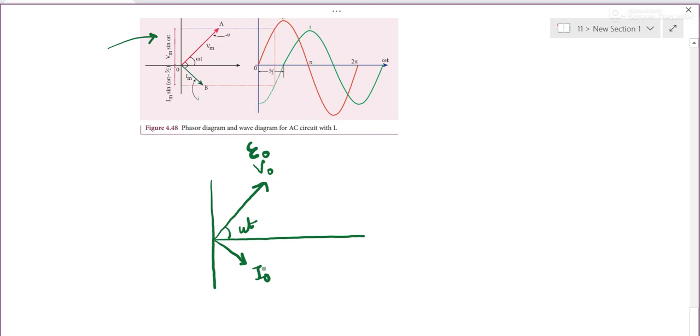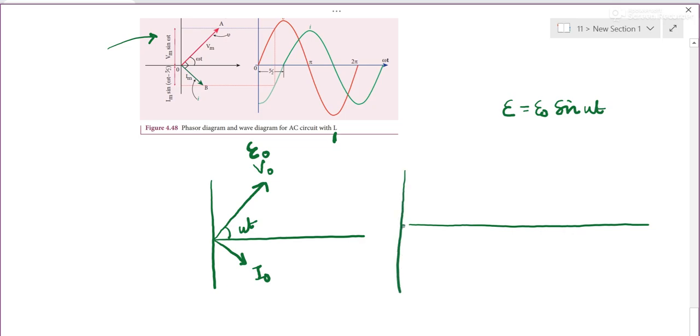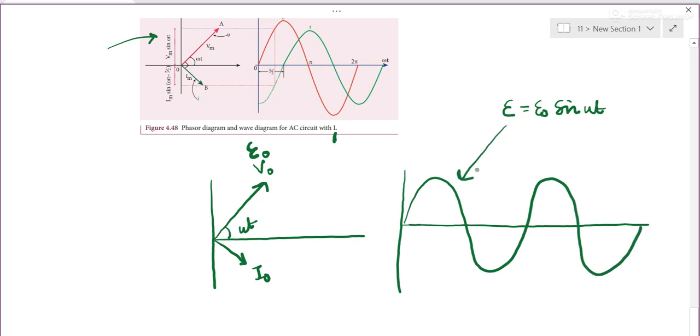In case of AC circuit containing L, now in graphical presentation, it is important. See, voltage is a sine function, so there is no problem. We can draw a sine wave for voltage. This is for voltage.